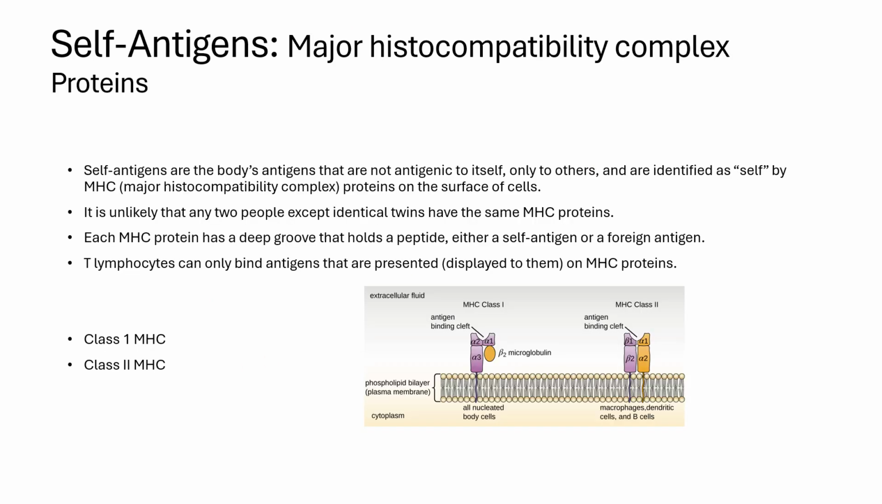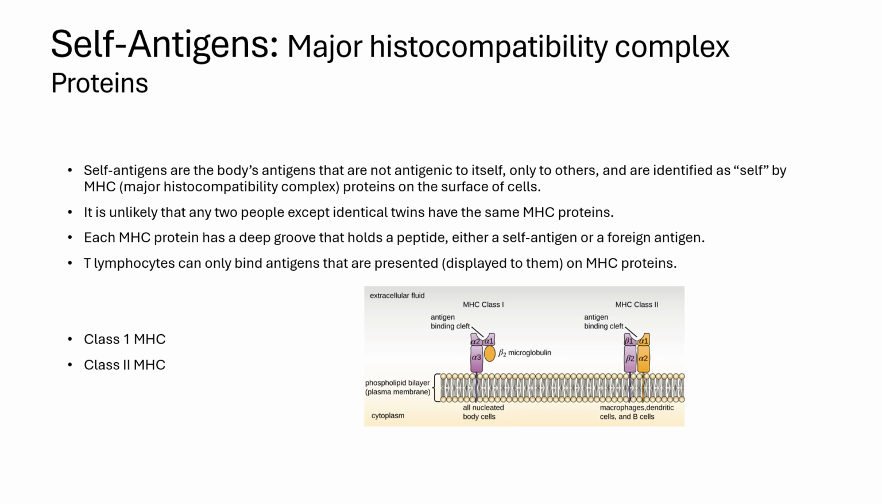Okay, now what is major histocompatibility complex? It is written as MHC. Self-antigens are the body's antigens that are not antigenic to itself, only to others. So our body cells have some self-antigens which are not immunogenic to my body, but they will be immunogenic to your body. And they are identified as self by MHC proteins on the surface of these cells. And it is unlikely that any two people, except identical twins, will have the same MHC proteins.